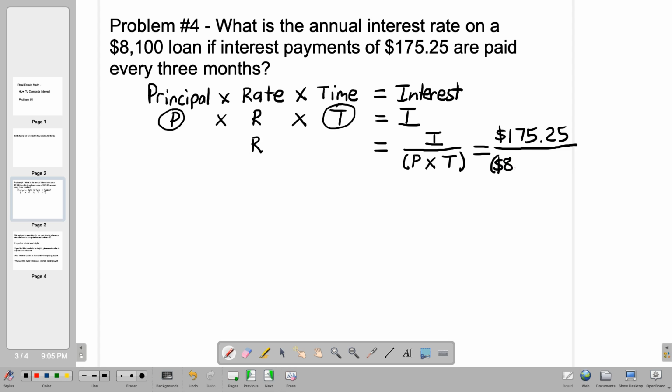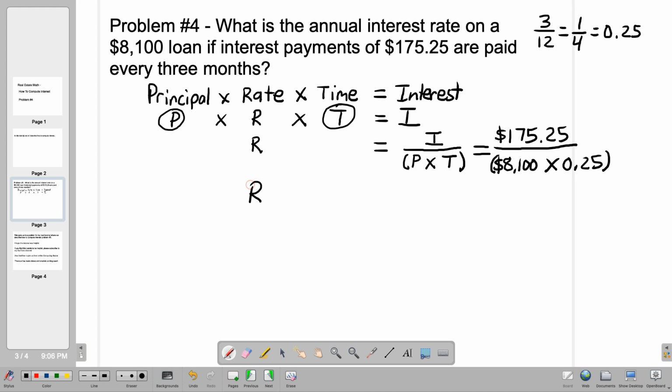We have $8,100. And then we have a time factor. We have to figure this out. It says that the interest is paid every 3 months, and of course 12 months represents a year, so 3 over 12 represents 1/4, or 1 over 4, and that's also represented by the value 0.25. So our time factor is 0.25.